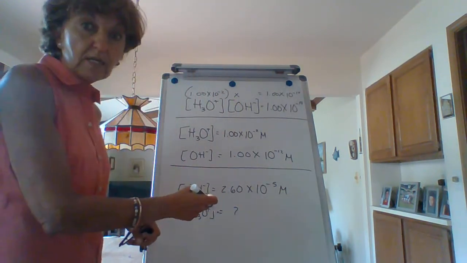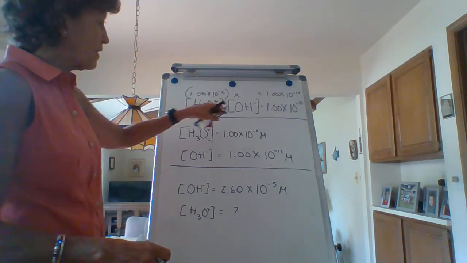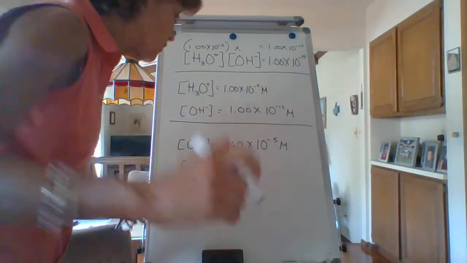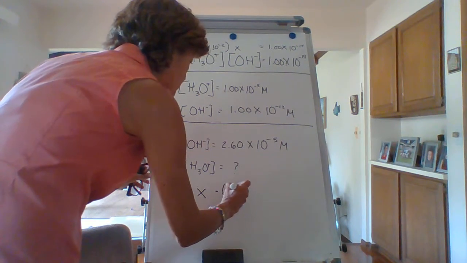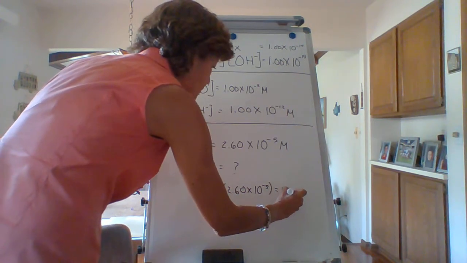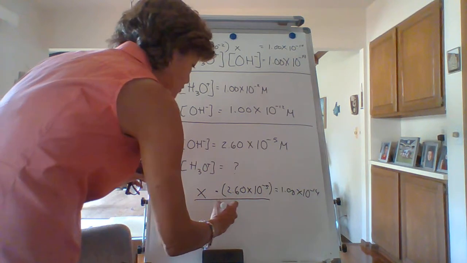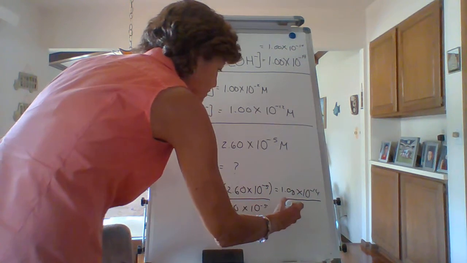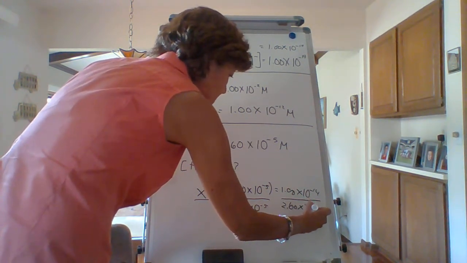Now this one you definitely need a calculator for. I gave you the hydroxide ion concentration, and I want the hydronium ion concentration. So what do you do? You go x times 2.60 times 10 to the minus 5 is equal to 1.00 times 10 to the minus 14. Divide this side by 2.60 times 10 to the minus 5. Divide this side by 2.60 times 10 to the minus 5.